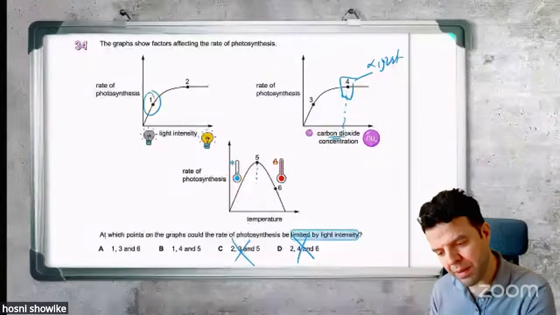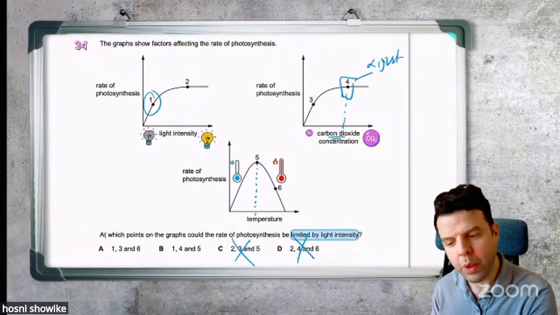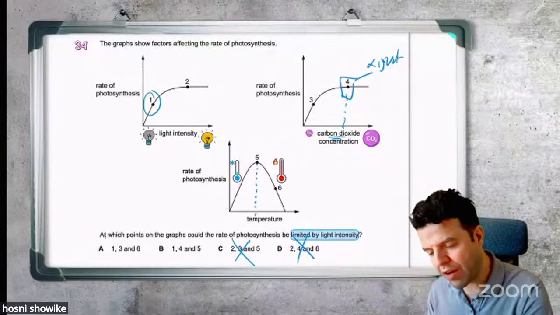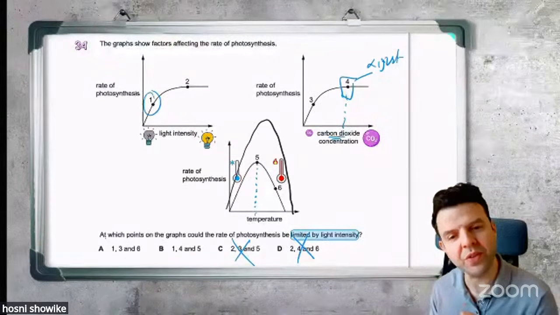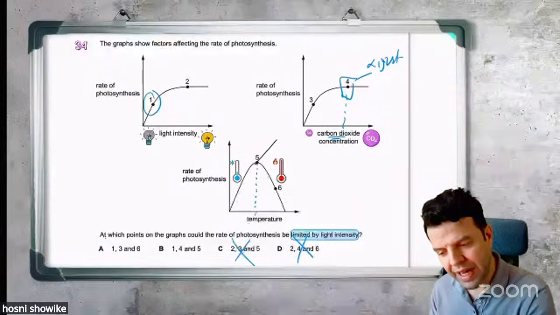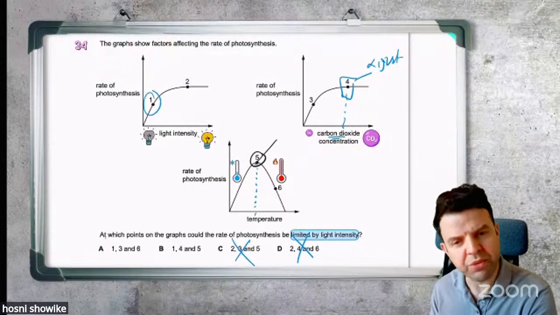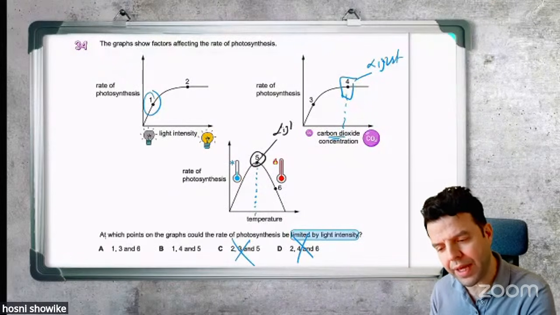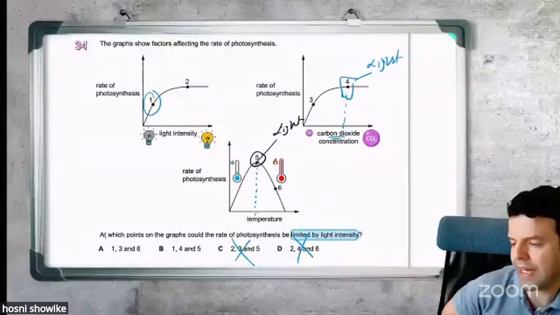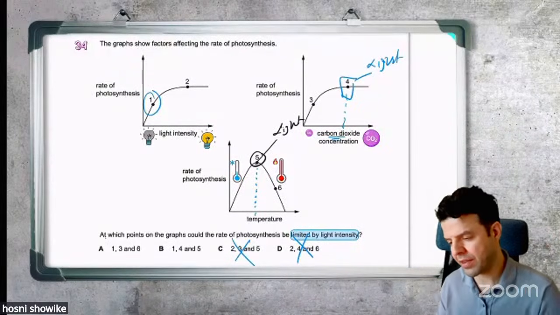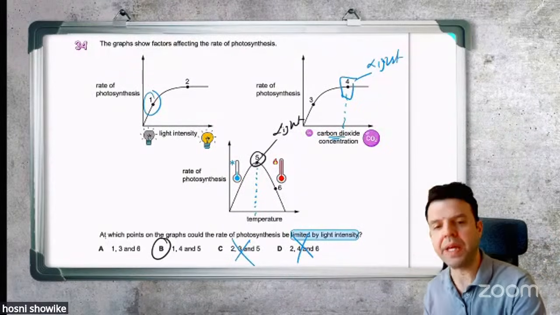And even here, temperature is optimum. What prevented this graph from going even higher like this? At this point, because temperature is optimum, it also could be light that is a limiting factor. That's why I'm going for B.